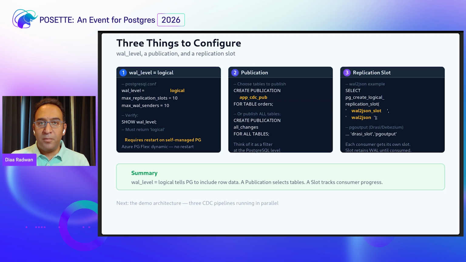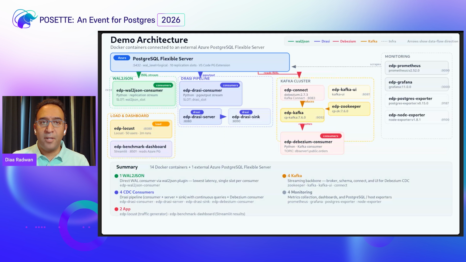Now, let me show you the architecture of the demo that we will go through. I know this is a little bit of a busy slide, but bear with me. At the very top, we have Postgres Flexible Server. You can run that on a different Postgres if you want to take the code. You can run that as a Docker container, and then you have the green box with 3 CDC streams. You have a WAL stream, you have Drasi in the blue box, and then you have the Kafka cluster. These are the 3 scenarios that we will go through.